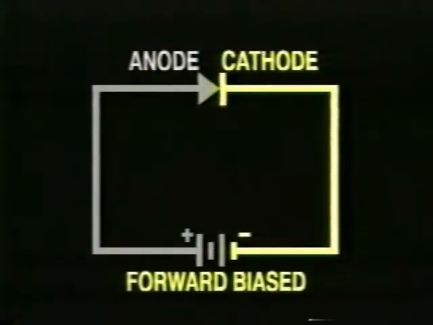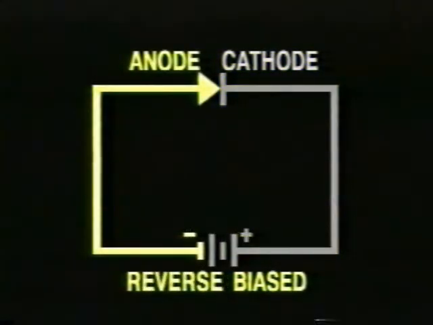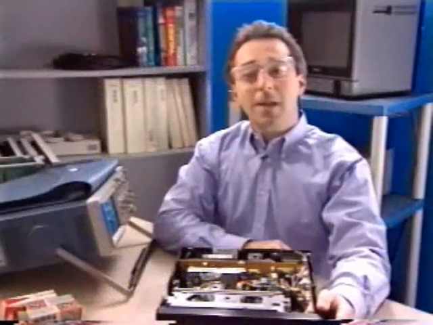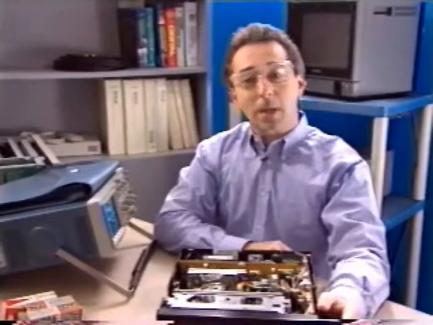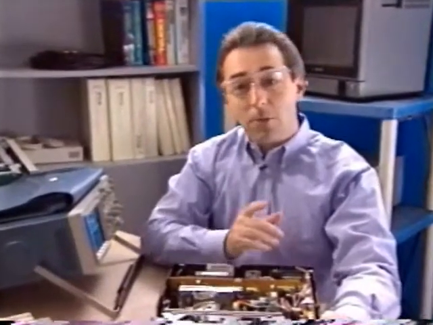Remember, when the diode is forward biased, the negative terminal of the battery is connected to the cathode. When it's reverse biased, the negative terminal of the battery is connected to the anode. Let's see how the junction diode responds to an applied voltage. We'll take a closer look at a forward bias diode using a schematic.